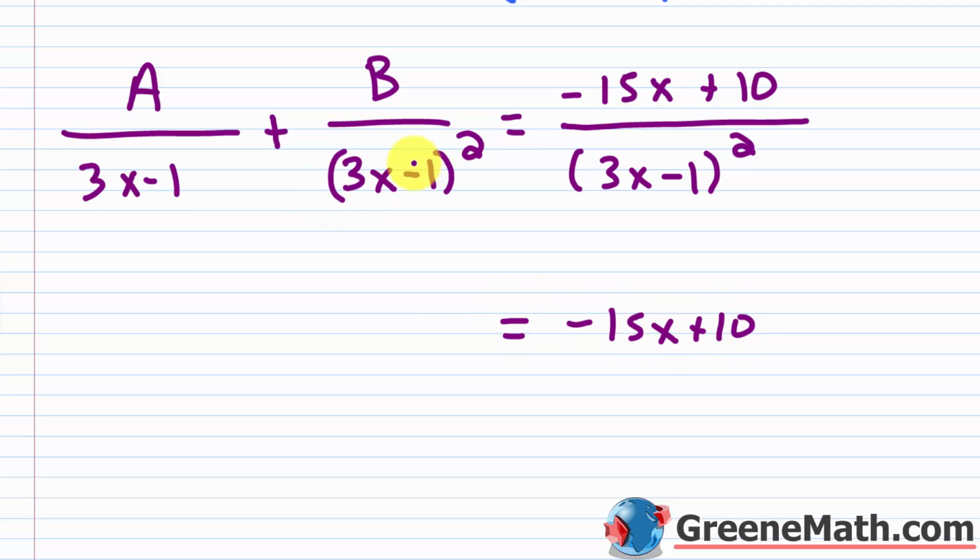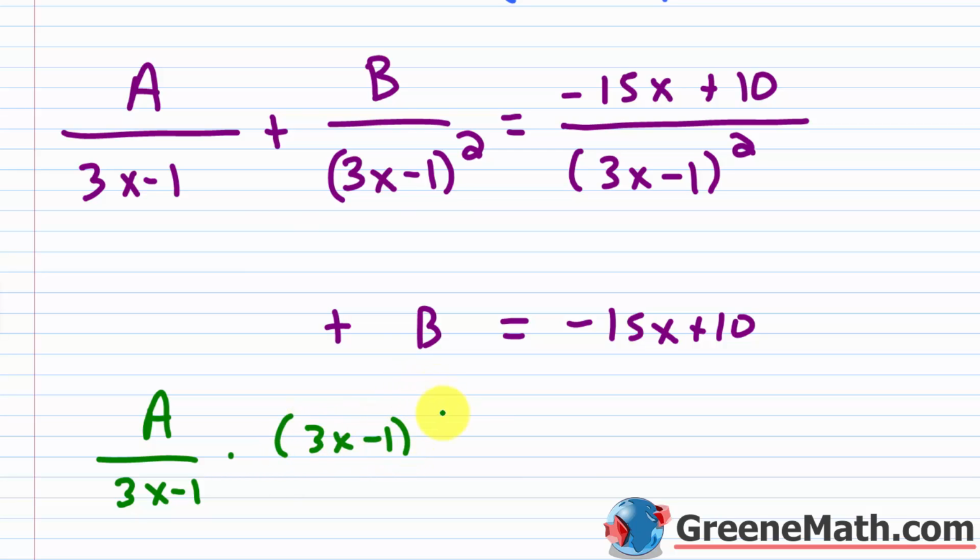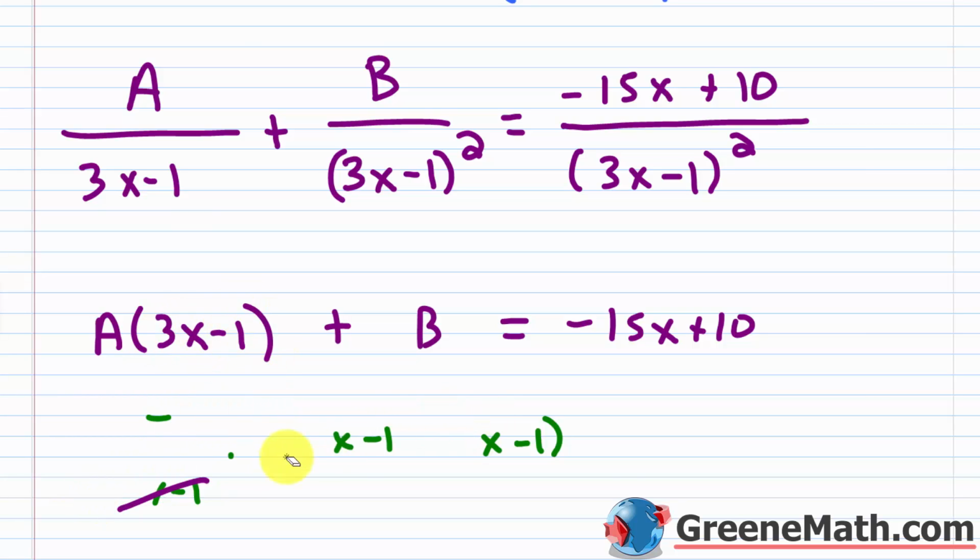Then over here, this is going to cancel. I'm just left with b. Then over here, what's going to happen? Let me do this one kind of manually because it's hard to visualize. So a over 3x minus 1 times, you'd be multiplying by 3x minus 1 squared, or you could just do 3x minus 1 again. One of these is going to cancel, so I'll have a times the quantity 3x minus 1. Okay, so at this point, we've cleared the denominators.